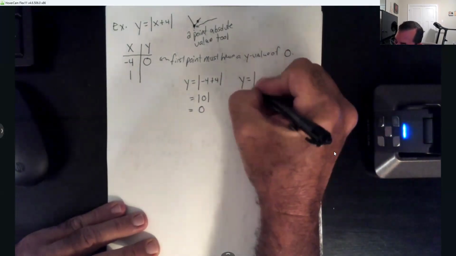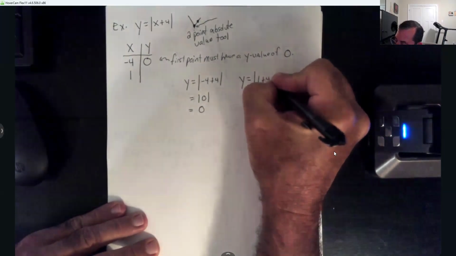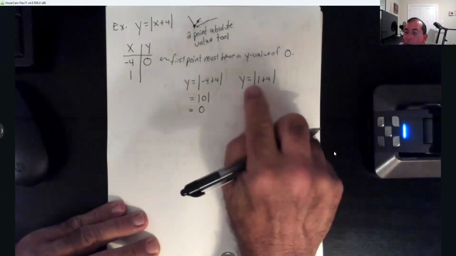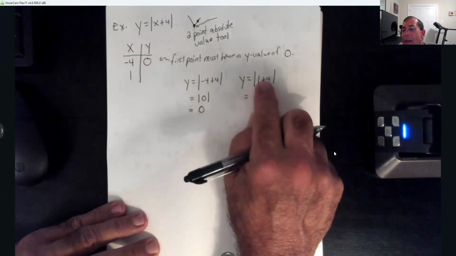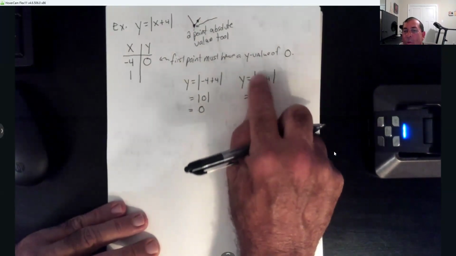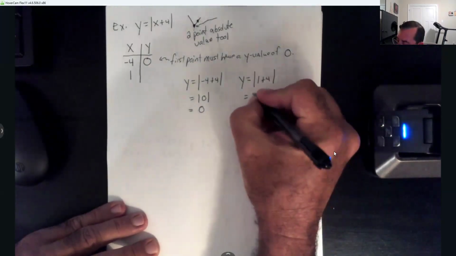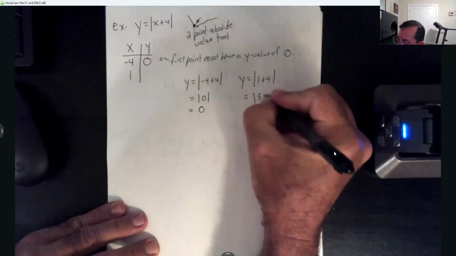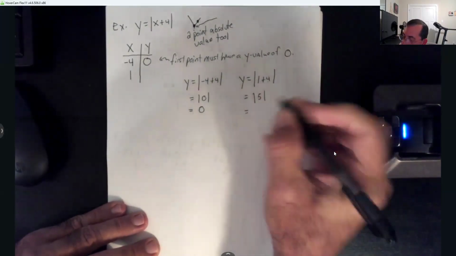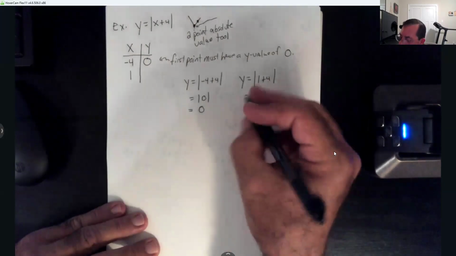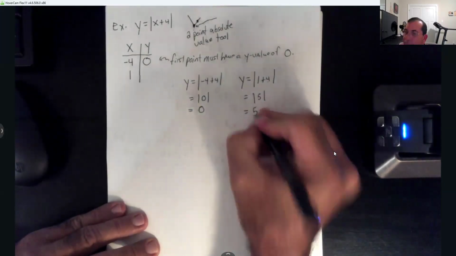So let's see. We're going to put a 1 in for the X. So remember, treat absolute value like parentheses. You got to do the work inside first. So 1 plus 4 is 5. So the absolute value of 5 is 5.